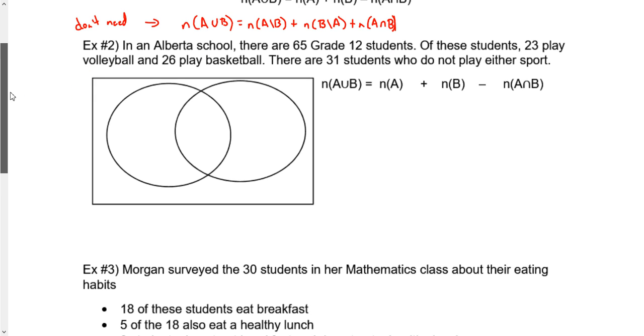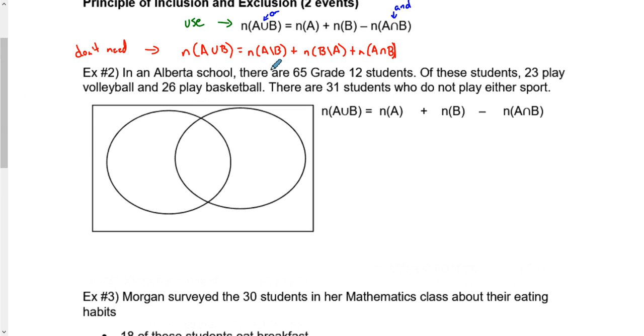All right. Question. In an Alberta school, there's 65 grade 12 students. Of these students, 23 play volleyball and 26 play basketball. There are 31 students who do not play either sport. Let's solve it. Let's represent this using a Venn diagram.